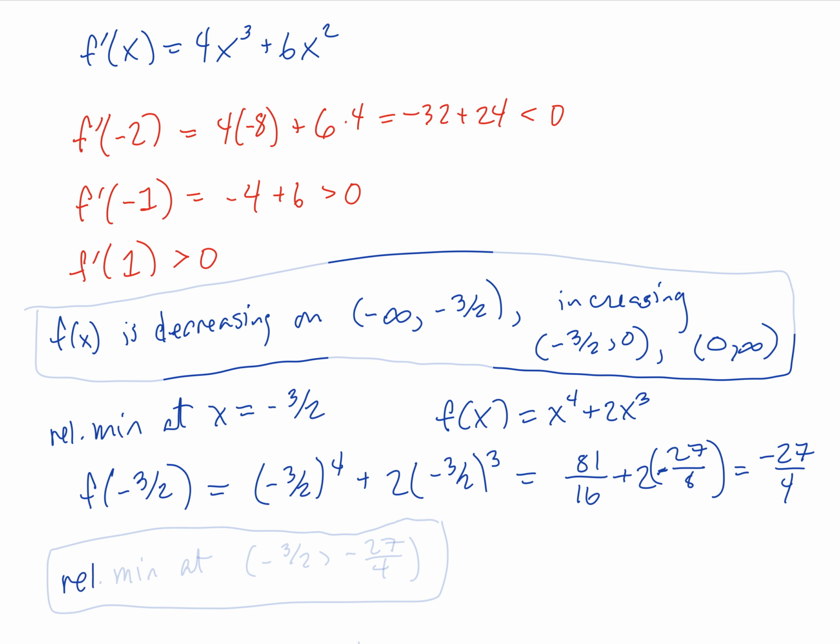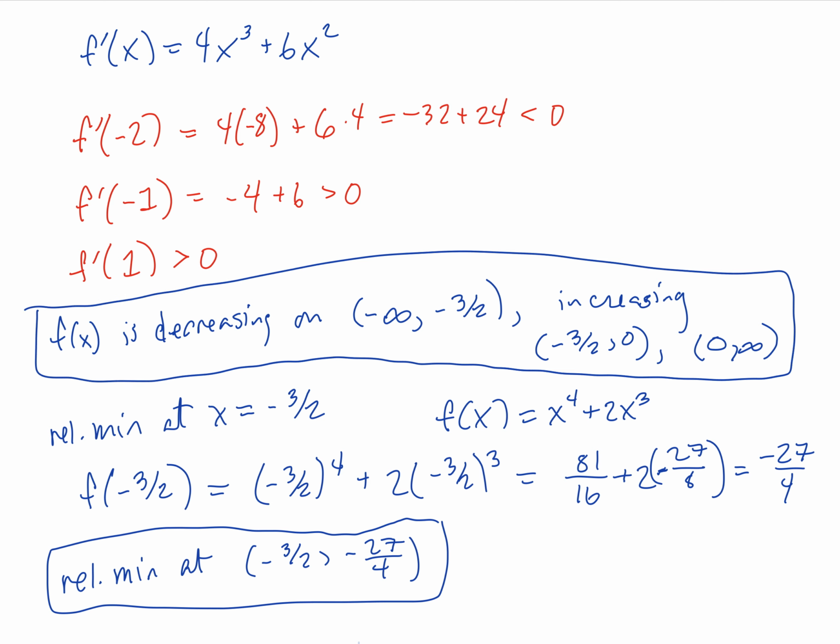So we have a relative min at the point -3/2, comma, -27/4. So we've got a relative minimum at that point. And we know where we're increasing and decreasing over those intervals. So that'll all be useful for us when we're graphing the function.